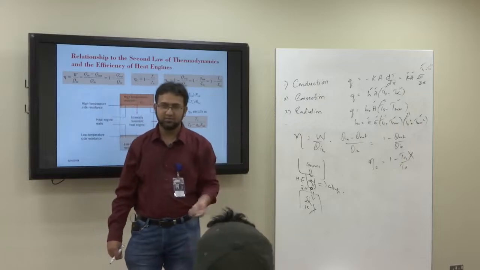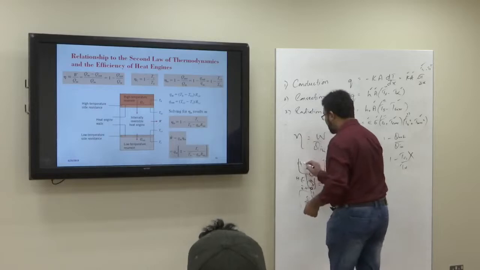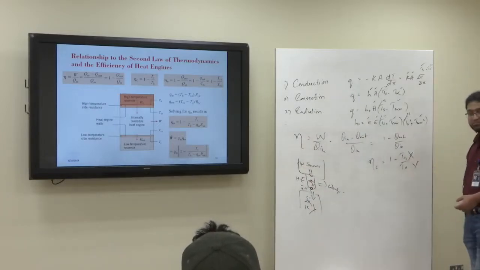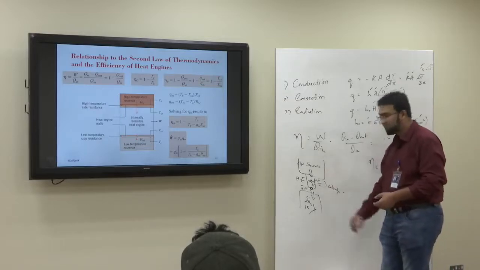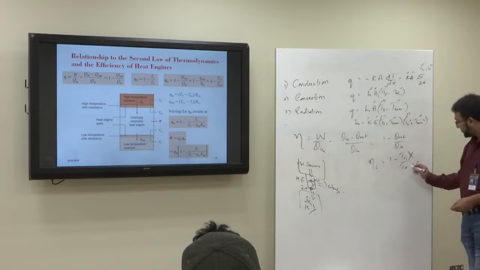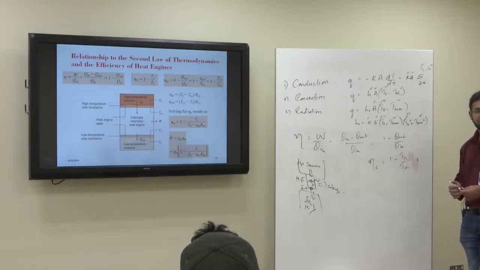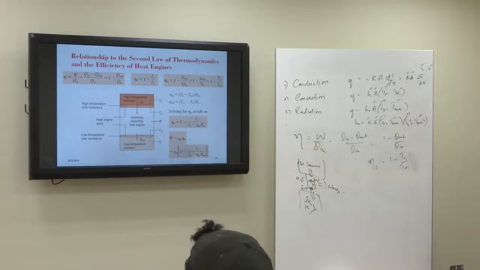You get it? So that means if this temperature is TH, then using TH would be wrong. So let's call this THI. If we use THI here, now this is correct. Is it clear? Do you understand this concept or not?